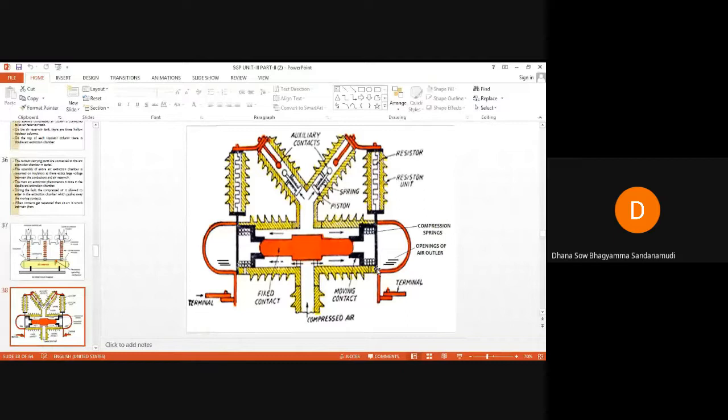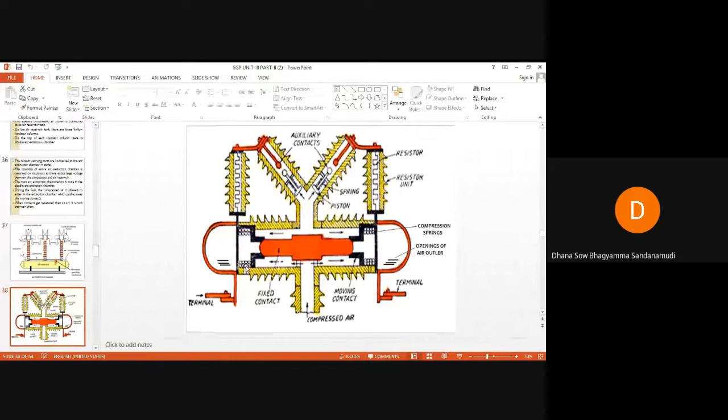At the end of the contact travel, the port for outgoing air is closed by the moving contact, and the entire arc extinction chamber is filled with high pressure air. This means the outgoing port is closed. This is the opening for air outlet. This is the air outlet.